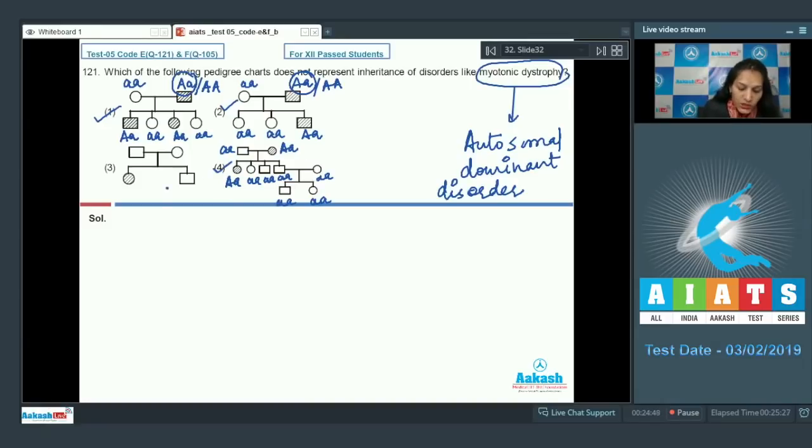So, which pedigree chart is not possible? We are left with a single option, that is option number 3. In this condition, the genotype of the parents should be small a, small a, and then they cannot have this affected offspring. They cannot have affected offspring because parents are completely normal and it is an autosomal dominant disorder. So this pedigree chart is not possible. So the correct option for the given question is option number 3. Let's move on to the next question.